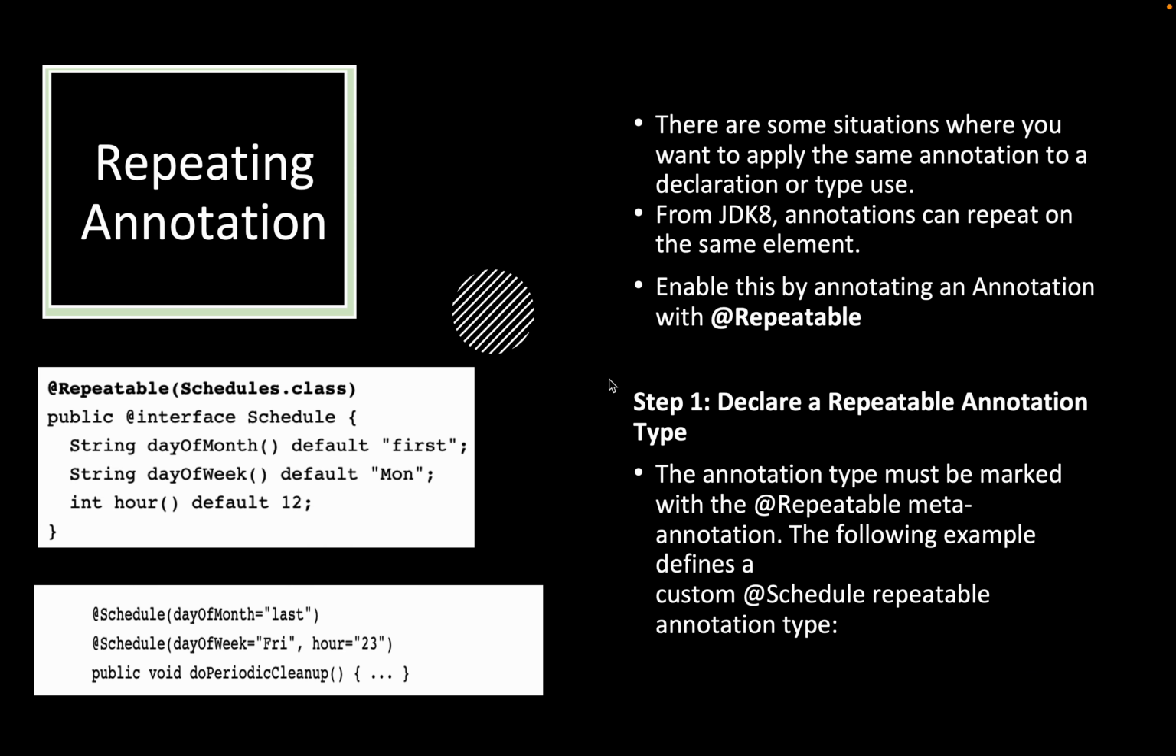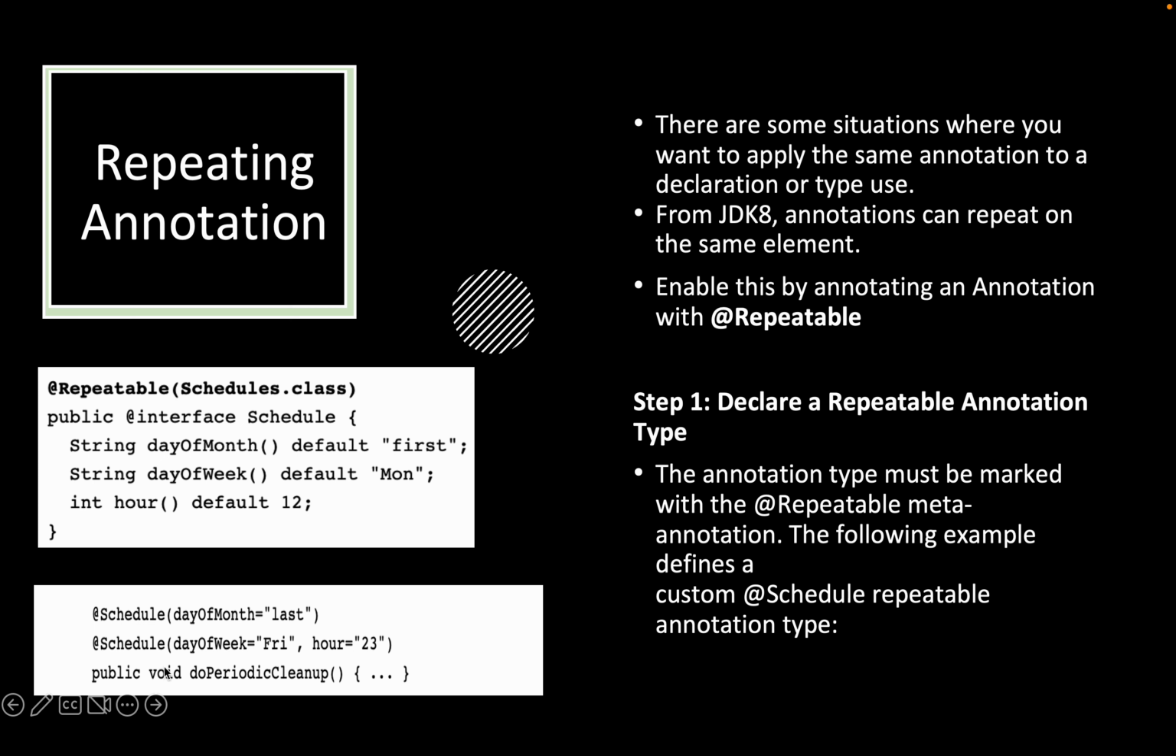Then we also have what we call repeating annotations. There are some situations where you want to apply the same annotation to a declaration or type use, and repeating annotations were only enabled in JDK 8. And to enable that, you will have to mark an annotation with @Repeatable.